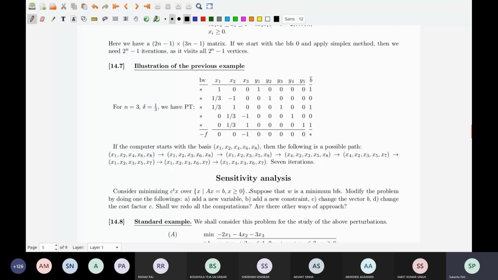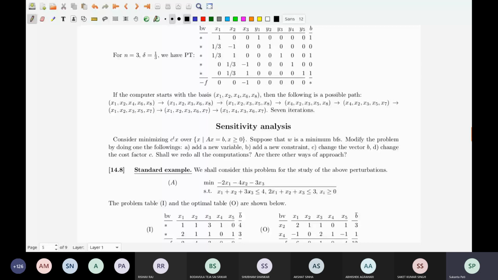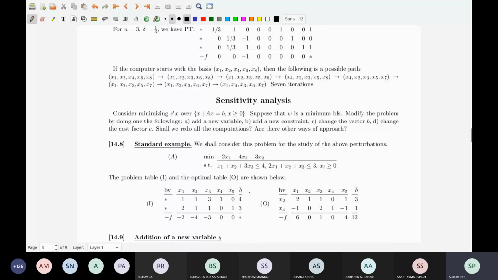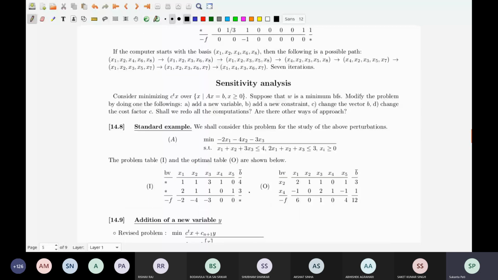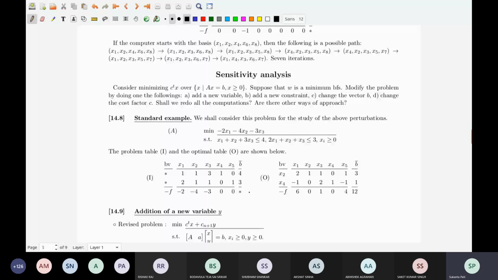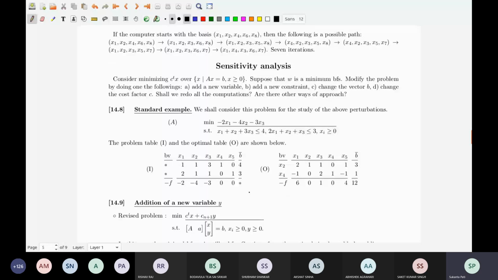Acha, this is the sensitivity analysis, the old days. Nowadays, nobody does that, but still I will tell you. The story is like this. Some industry approaches you, gives a big LPP, like some 100 equations, some 50 or 60 variables, and says that I need solutions to this.